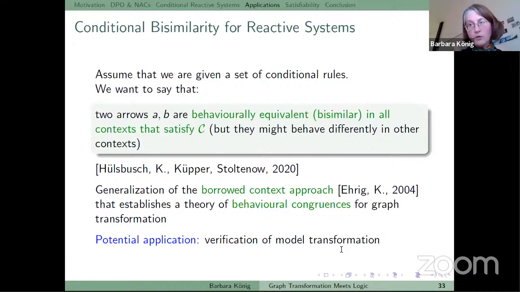both to conditions on the rules and conditions that constrain the environment. And the application, for instance, is model transformation: you want to say, I transform this graph in such a way, I want to show that it still has the same behavior, but maybe I do not have to consider all possible contexts, not in all cases, because not all possible contexts are feasible. I mean, not everything is a valid model.